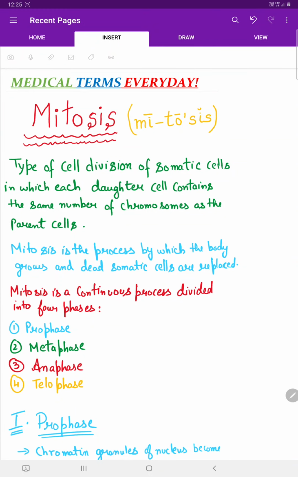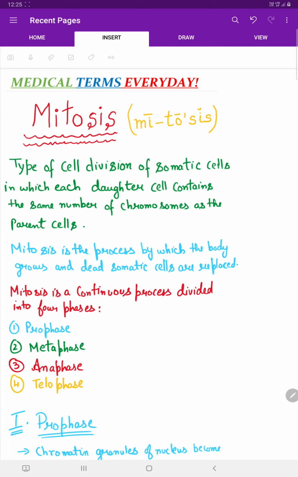So the medical term for today is mitosis. It is a type of cell division of somatic cells in which each daughter cell contains the same number of chromosomes as the parent cell. Mitosis is the process by which the body grows and the dead somatic cells are replaced.